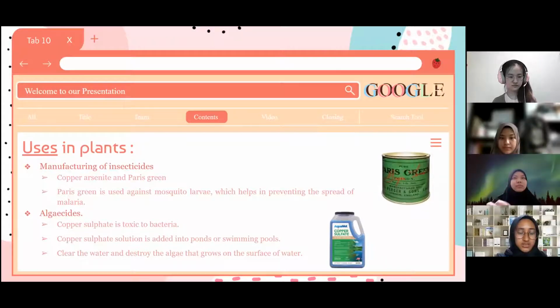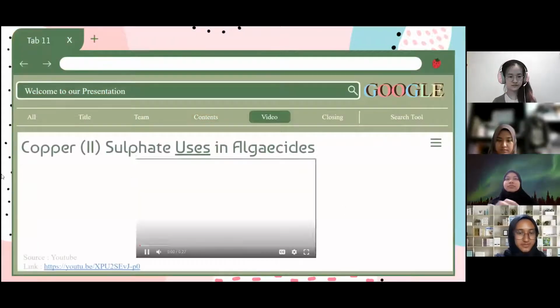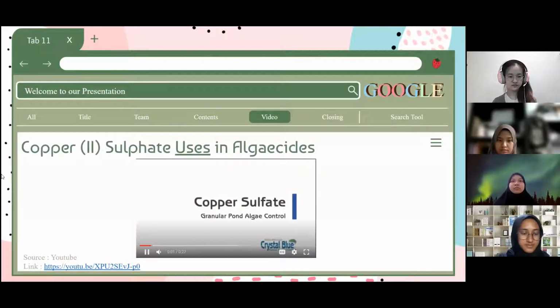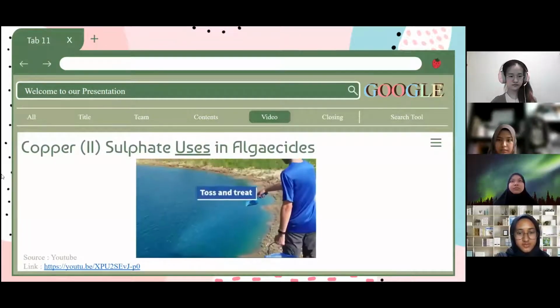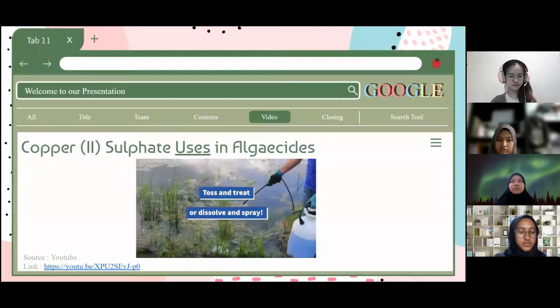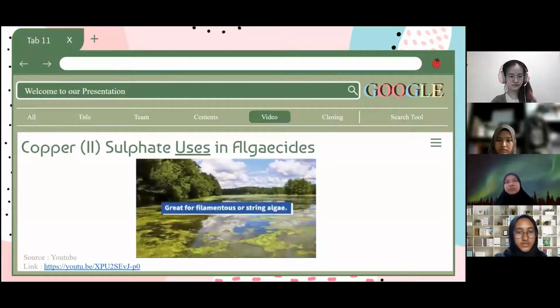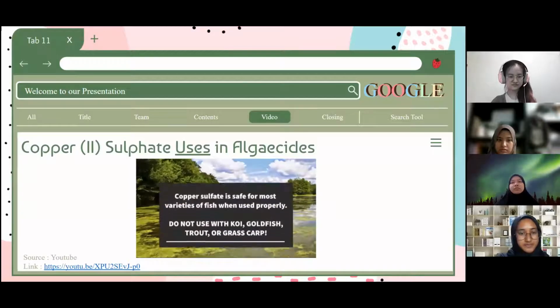Copper sulfate is toxic to algae. Therefore, copper sulfate solution is added into ponds or swimming pools to clear the water and destroy the algae that grow on the surface of water. Next. So this video will show how copper sulfate solution is used to eliminate algae in a pond.